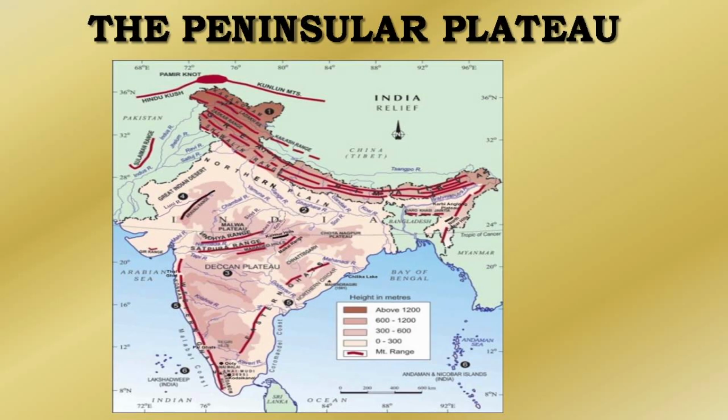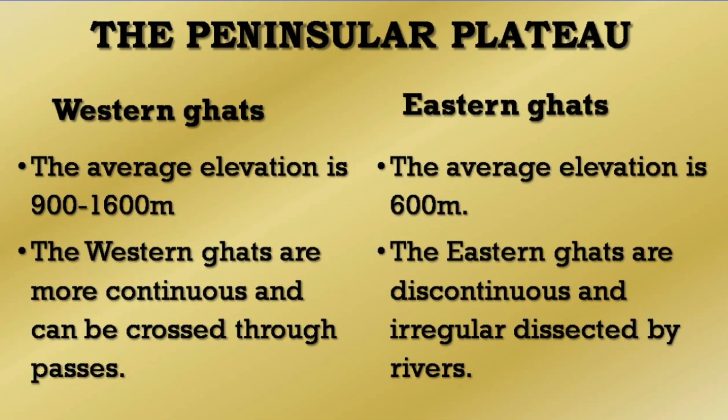Coming to the Eastern Ghats. The Eastern Ghats lie in the eastern margin of the peninsular plateau. Their average height is about 600 meters, and these ghats are discontinuous, irregular and dissected by the rivers that drain into the Bay of Bengal. They stretch between the Mahanadi Valley and the Nilgiris in the south.